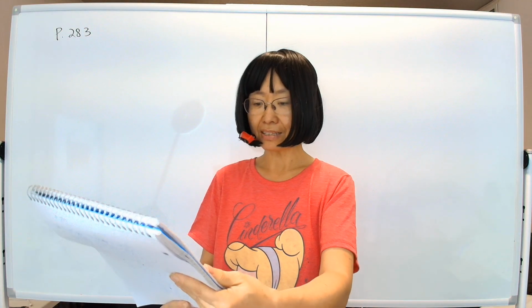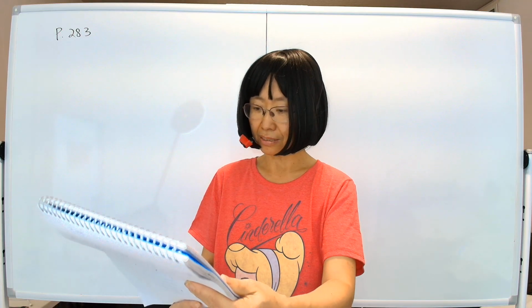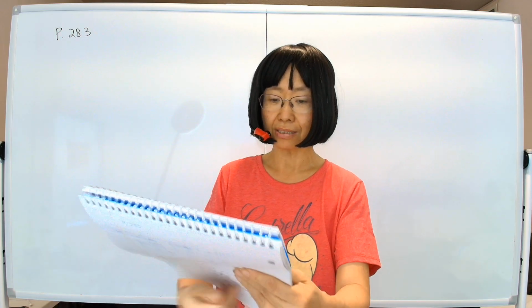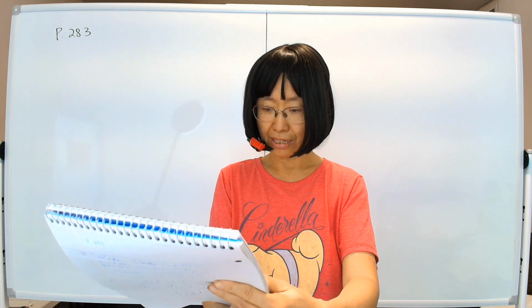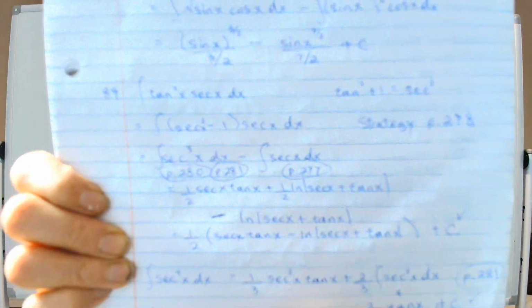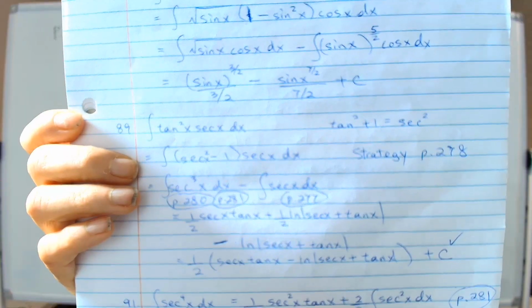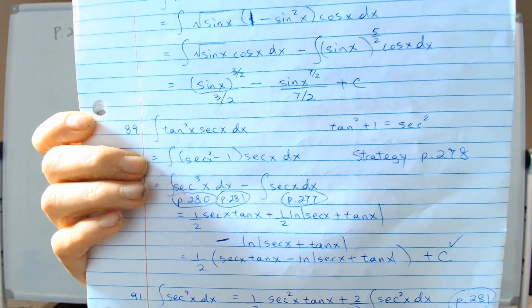And so let's look at the next problem, which is problem 89. There's a tangent secant situation, which means we're going to use the strategy on page 278. What do we do there? Well, that problem is also fairly direct. What we do is we're going to turn tangent squared into secant squared minus 1, because tangent squared plus 1 is secant squared.